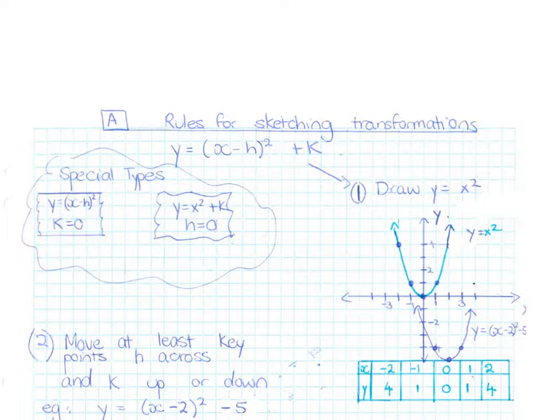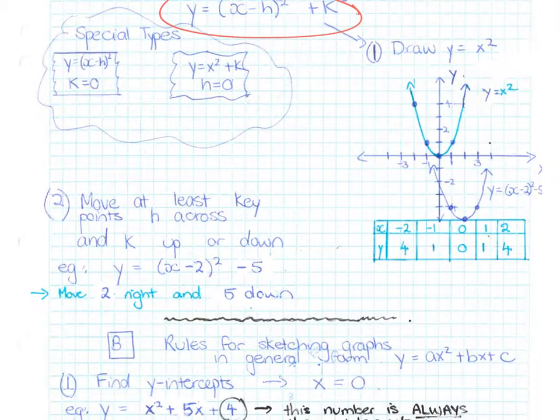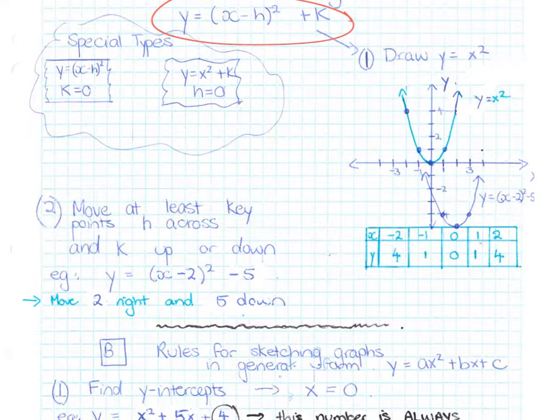Alright, let's talk about how we can sketch graphs that look like that. What are the h and k? They just represent numbers. So let's talk about a specific example. We want to draw the graph down here: y equals (x take 2) all squared take 5. That's the graph we want to draw, and I'm going to teach you how you do that.